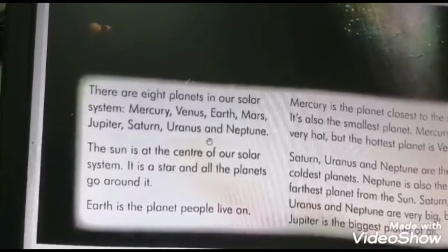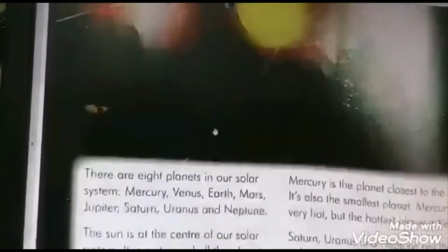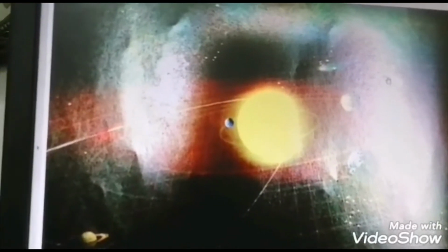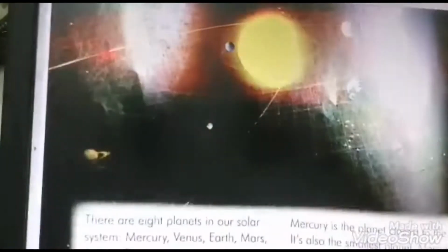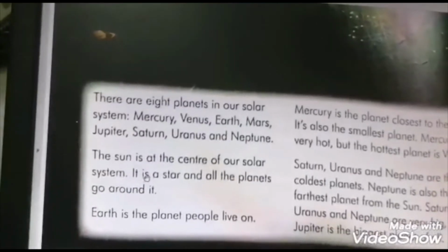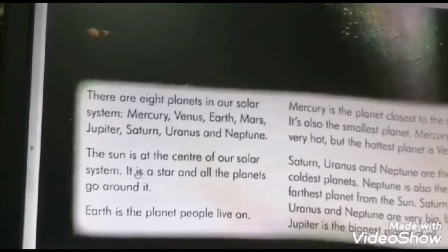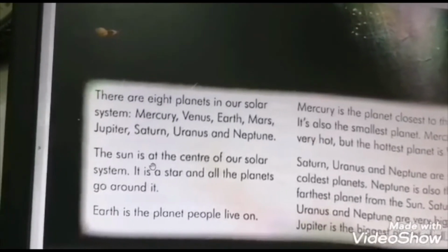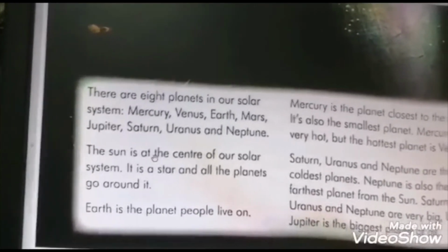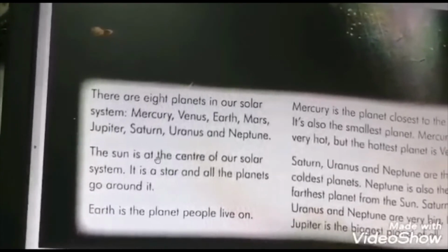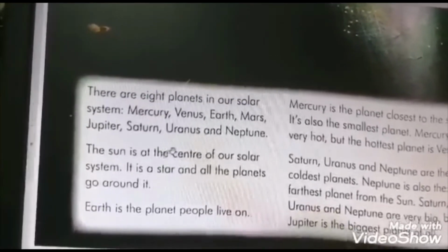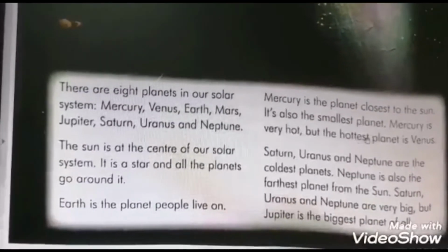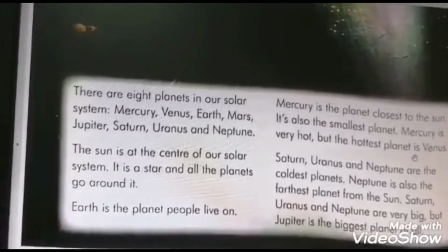Okay, where is the Sun? In this solar system, can you find where the Sun is? Yeah, the Sun is at the center of our solar system. So which is the hottest planet? Can you tell me which is the hottest planet? Yes, the hottest planet is Venus. The hottest planet is Venus.